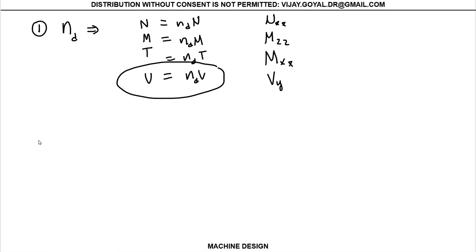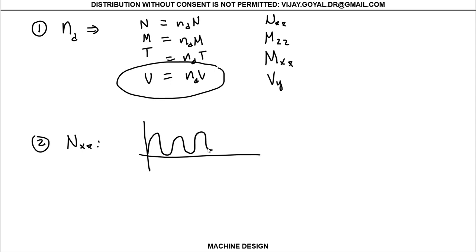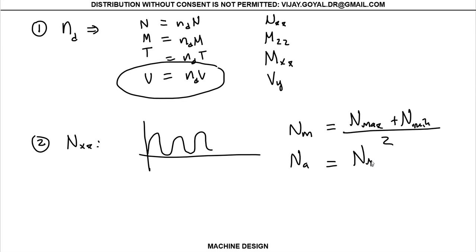The second thing you want to do is understand how everything is working, right? You want to understand what NXX is doing. NXX can have fluctuating loads, and from here you will find your N mean and your N alternate. So you will say, N maximum plus N minimum, and you divide this by 2, and you take N maximum minus N minimum, and you divide by 2.